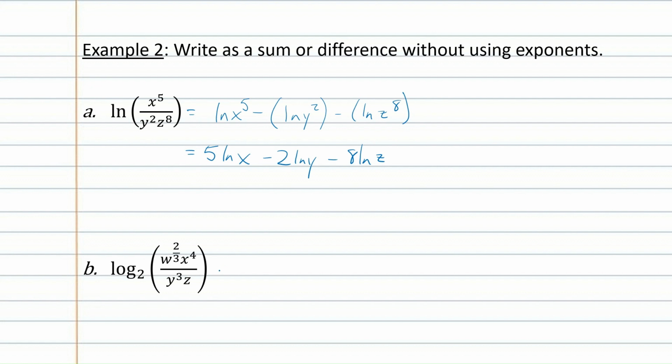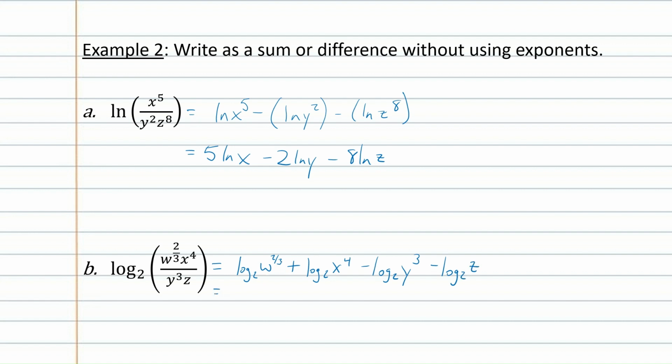B says the log base 2 of w to the 2/3 times x to the 4th over y to the 3rd times z, okay, in the denominator. We will do log base 2 of w to the 2/3 plus log base 2 of x to the 4th minus log base 2 of y to the 3rd minus log base 2 of z.